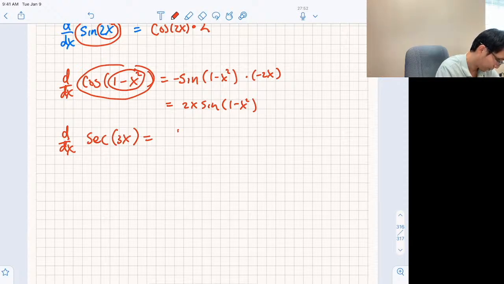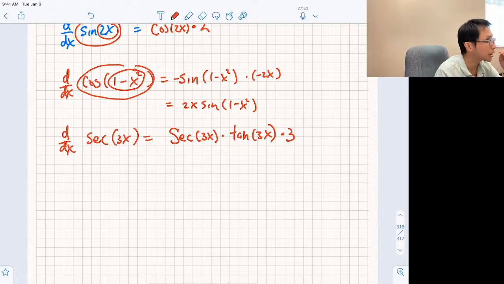You guys got that? Yes. Because the inside is still 3x, it doesn't become x, okay? So those are the things that you guys should think.